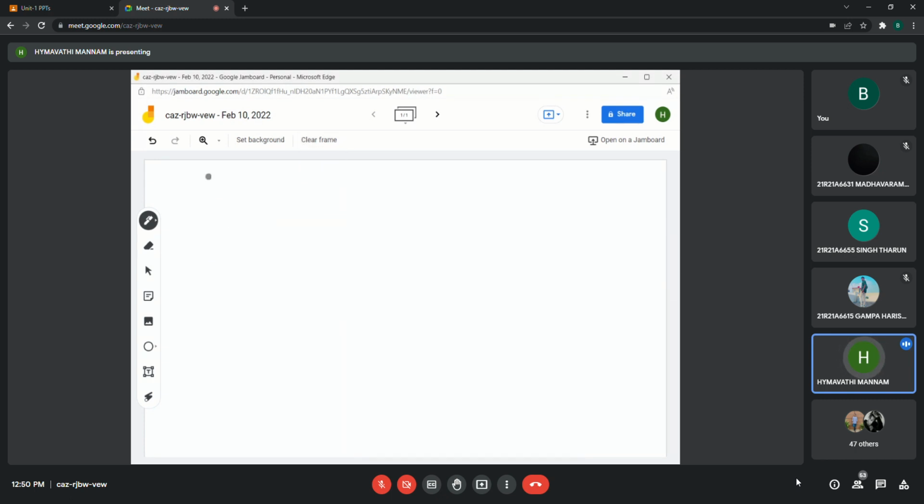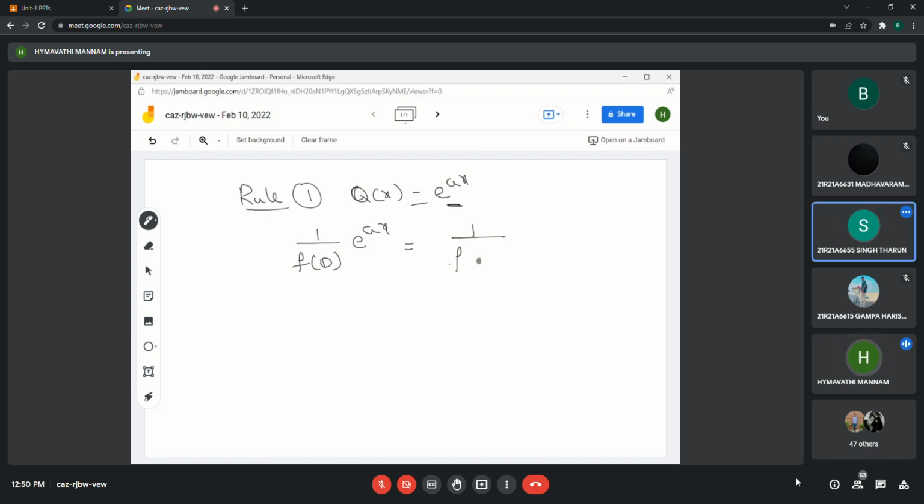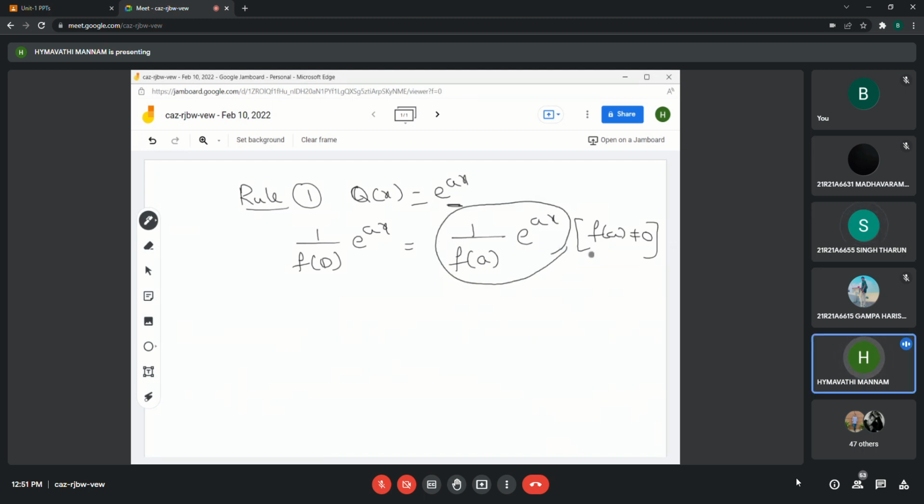See those for different functions. Case one is Q of x is equal to e power ax. If Q of x is e power ax, the particular integral is 1 by f of D into e power ax. What we have to do is just substitute D by a in f of D, where f of a is not equal to 0. So if f of a is not equal to 0, then 1 by f of a into e power ax is the particular integral for f of D into y equal to e power ax.